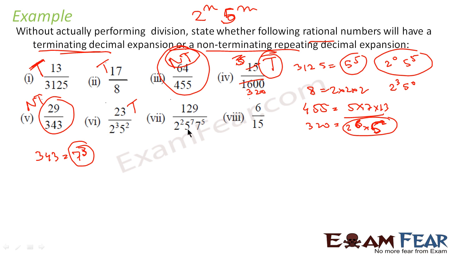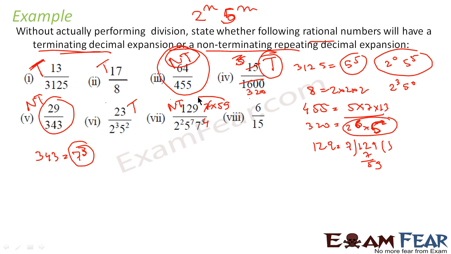The next example, 129 by 2 to the power 2, 5 to the power 7, 7 to the power 5. Here 7 is common. 129 I can write as 7 into 59. So we cancel this and it becomes 7 to the power 4. Now they are co-primes. But here also I can't write this in the form of 2 to the power n, 5 to the power m because 7 to the power 4 is there. So this is also non-terminating.